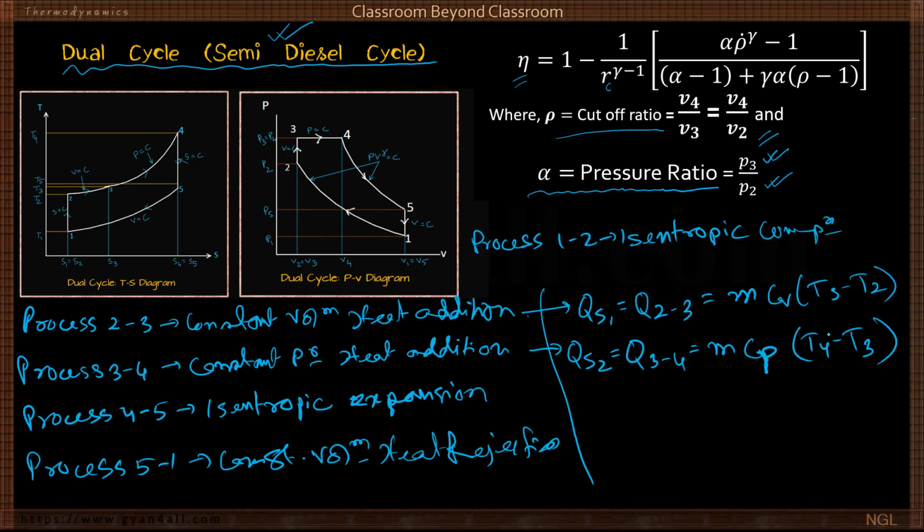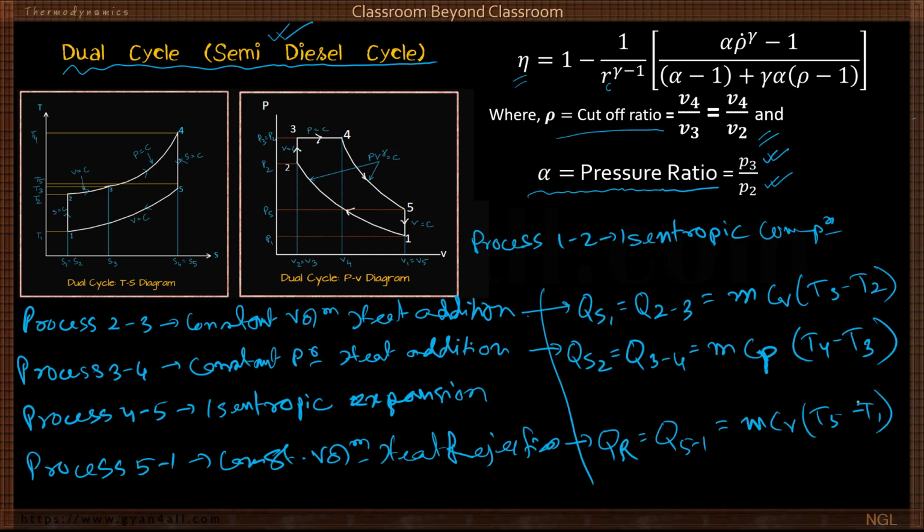Excellent. Now again there is another heat, that we will call heat rejection, and that is equal to, during the process 5-1, and that takes place at constant volume, so it will be m Cv T5 minus T1. Good. So once we know heat supplied and heat rejected, we can find out net work output as well as the efficiency. So what is efficiency? Net work output divided by heat supply.